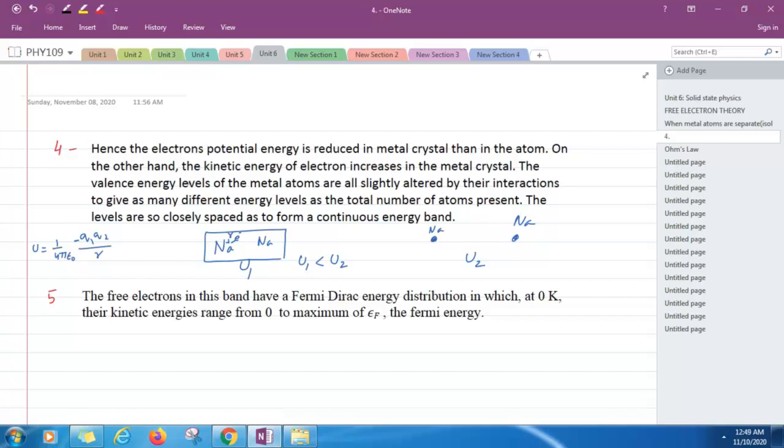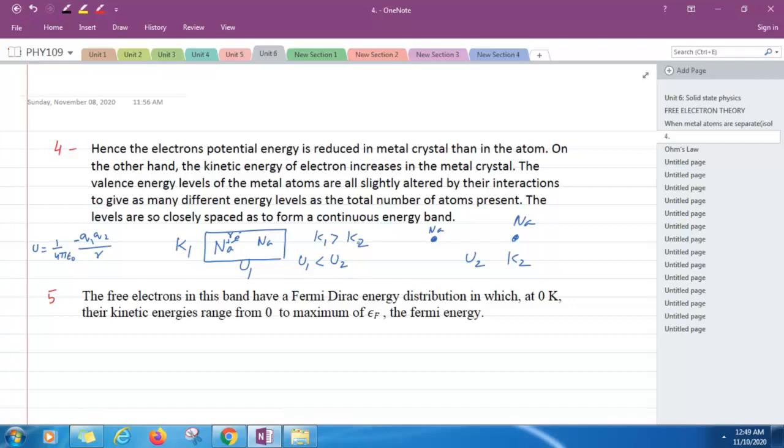And on the other hand, the kinetic energy of the electron increases in a metal crystal. Here, if you consider the metal, the kinetic energy is K1, and in the case of an isolated atom, let's suppose the kinetic energy is K2. And in this case, K1 is greater than K2. Already I told you in point number 2, the electrons are actually free. They can move in the crystal, so they will have some kinetic energy. So their kinetic energy is higher as compared to when they are in an isolated atom. Means K1 is greater than K2.